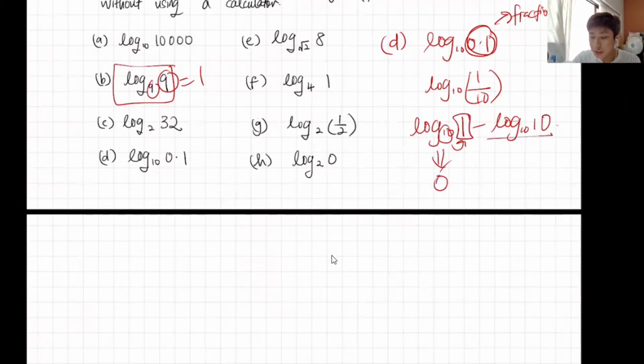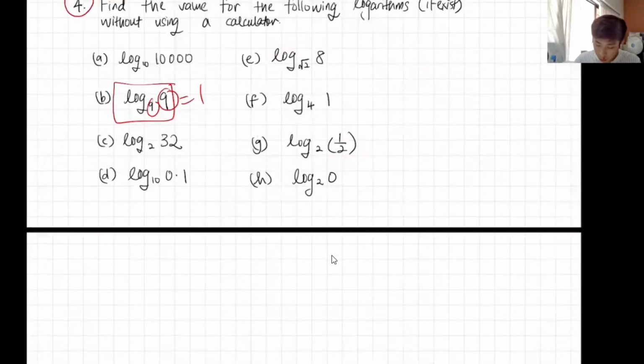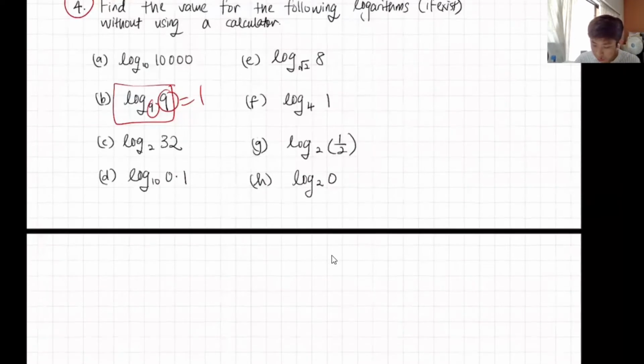Okay? And log 10 of 10, when these two numbers are the same, it's 1. So you have 0 minus 1 gives you negative 1. Understood? Very simple. This is D. I won't go through F and G. I want you to do it yourself. It's very simple. E, I will go through E.